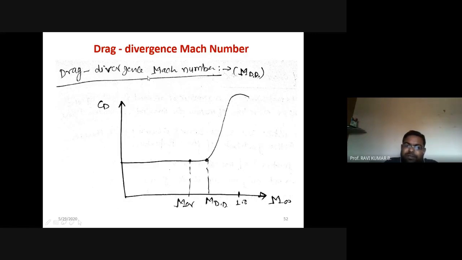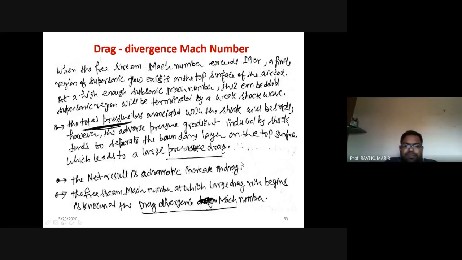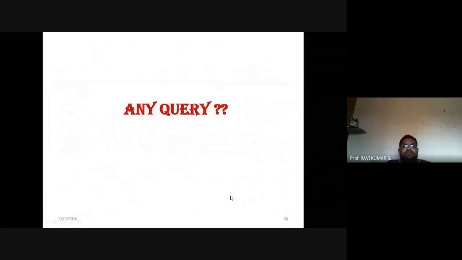So the drag divergence Mach number is the free stream Mach number at which drag increases abruptly in the supersonic flow domain. That is a very simple thing, and that is known as drag divergence. The definition written here: the free stream Mach number at which the large drag rise begins is known as the drag divergence Mach number.